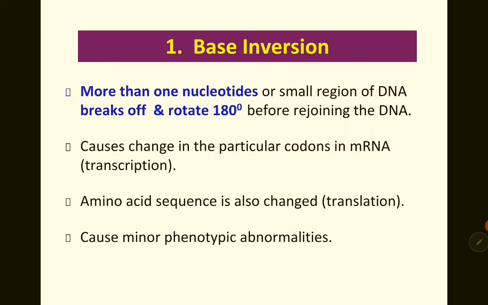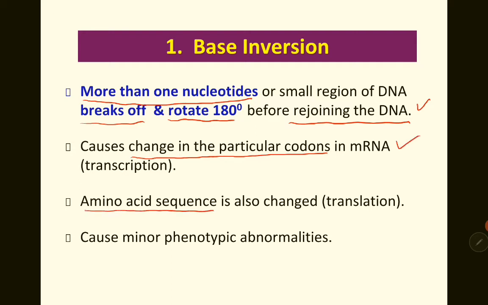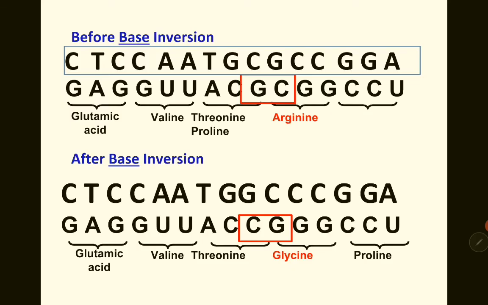First, base inversion. For base inversion, more than one nucleotide, or a small region of DNA, breaks off and rotates 180 degrees before rejoining the DNA. It will cause a change in the codon, because when DNA changes, codon changes, so the amino acid sequence also changes during translation. So it causes some minor phenotypic abnormalities.